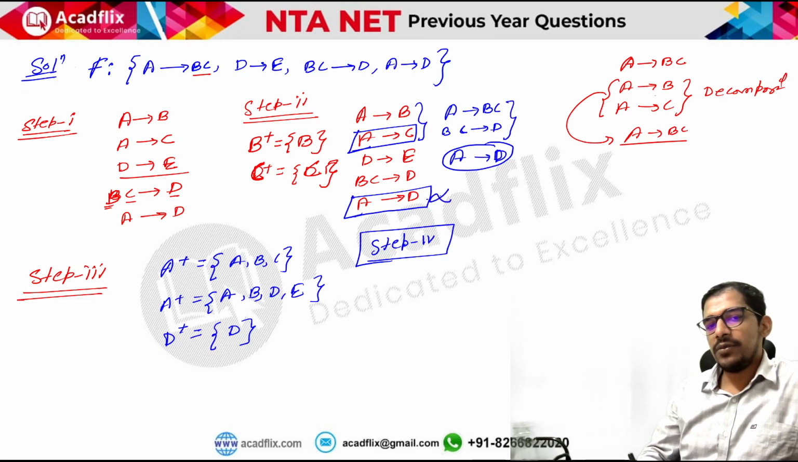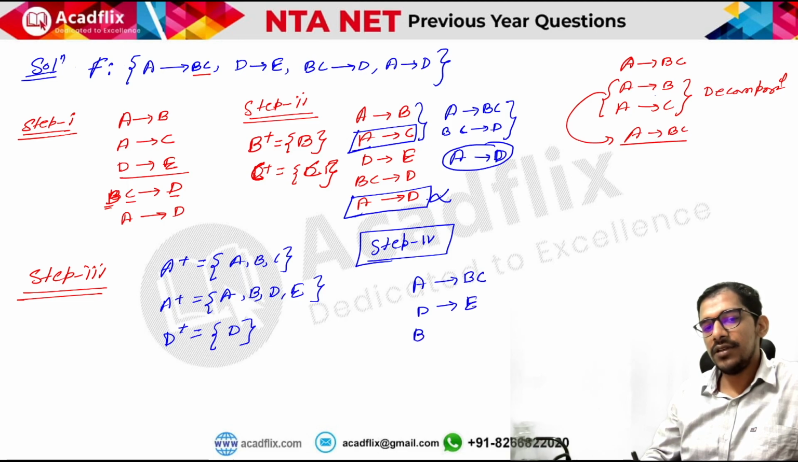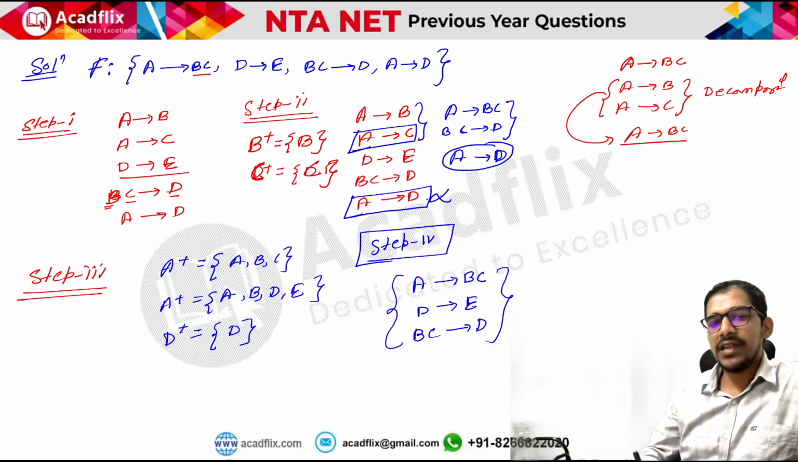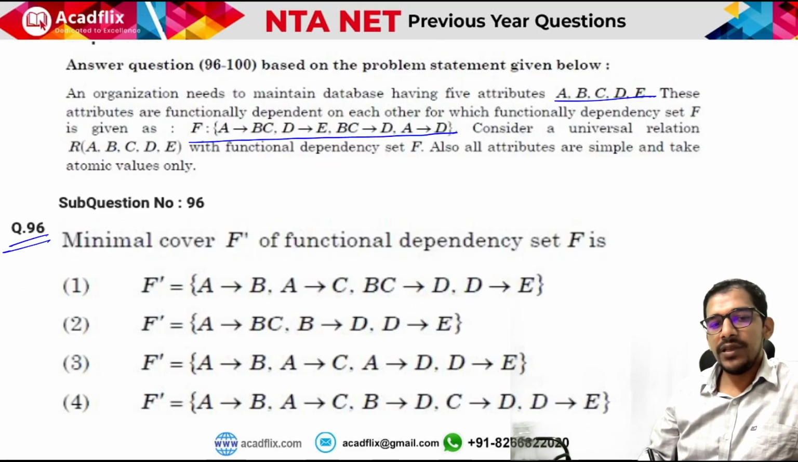That means after removing this functional dependency you will get a tends to b, c, and then we will get d tends to e and bc tends to d. These will be the set of functional dependencies after minimal cover. This means that this functional dependency is redundant, we can remove it. So the minimal cover will be a tends to b, a tends to c, bc tends to d, and d tends to e. That is right.